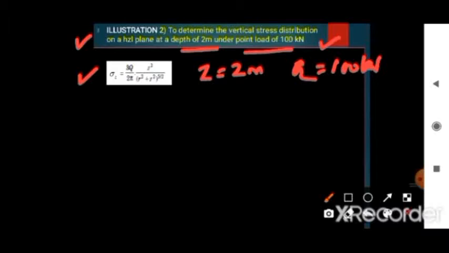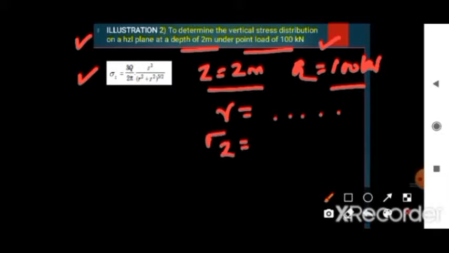So by knowing these two parameters, z is equal to 2 meter as well as q is equal to 100 kilonewton, and by varying the r values, any arbitrary values of r, we have to determine the value of sigma z. Sigma z is nothing but the vertical stress, the magnitude of the vertical stress. That has to be evaluated by knowing z and q values as well as by varying the r values.